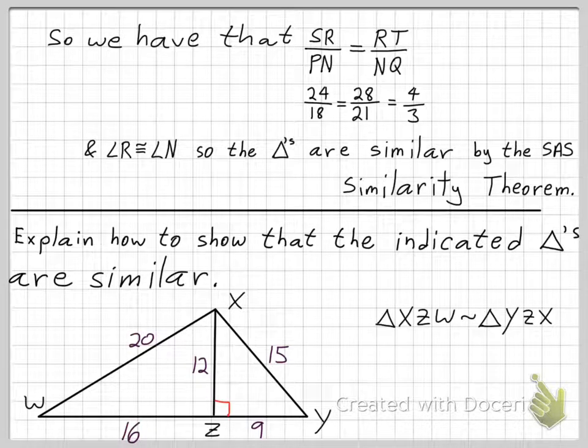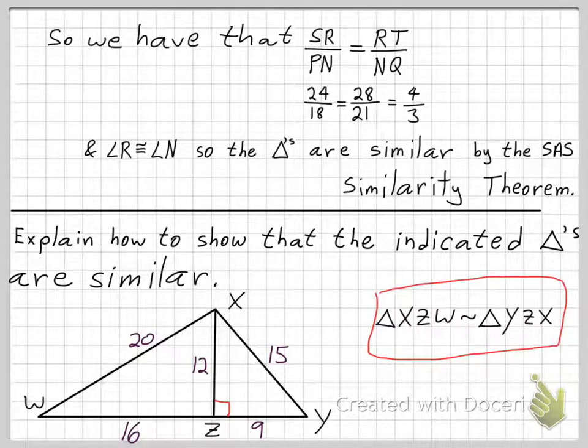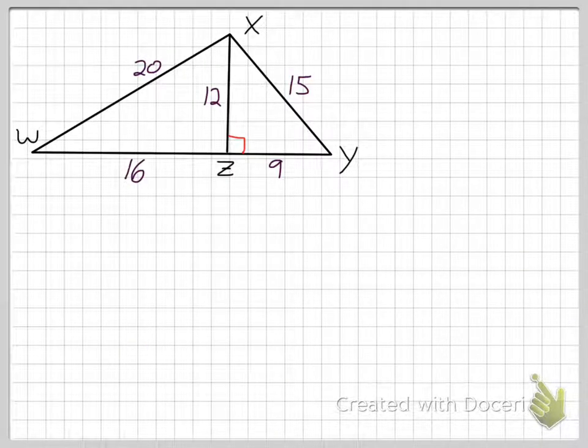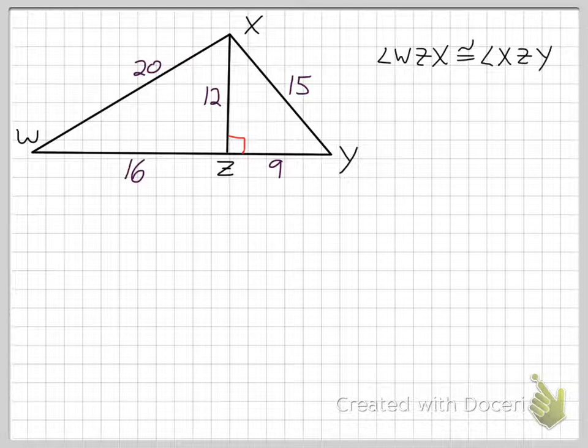Now we have just one more problem to go. It's the same instructions: explain how to show that the indicated triangles are similar. Now it's our task to show that triangle XZW is similar to triangle YZX. And remember, the order in which you travel around the letters is crucial, so I've just recopied these here for your convenience. First off, angle WZX, this angle here, is congruent to angle XZY, and that's by the linear pair postulate.